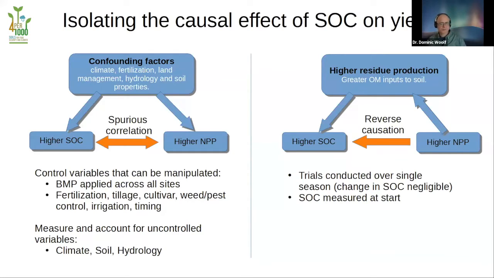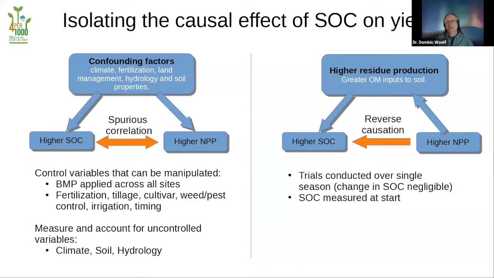And the other thing we were able to do is, although some parameters can't be controlled, such as the climate, soil, and hydrology, what was available in this study was a lot of data collected on these other uncontrolled variables. So we've got rich data measurements on site of climate, soil properties, both physical and chemical properties, and also hydrological aspects.